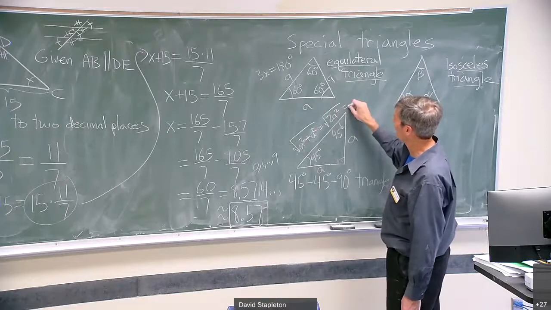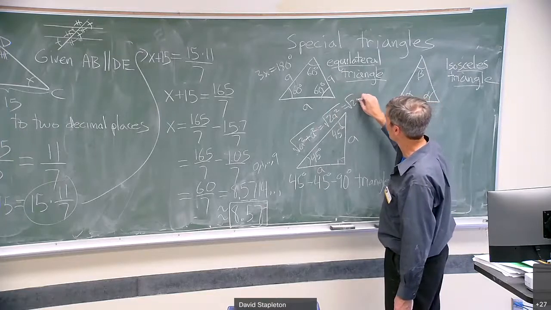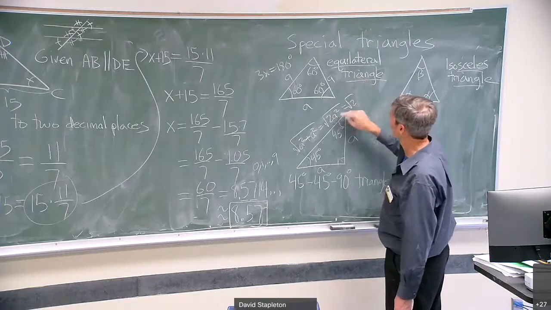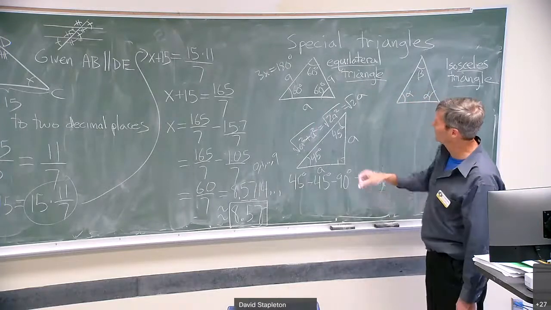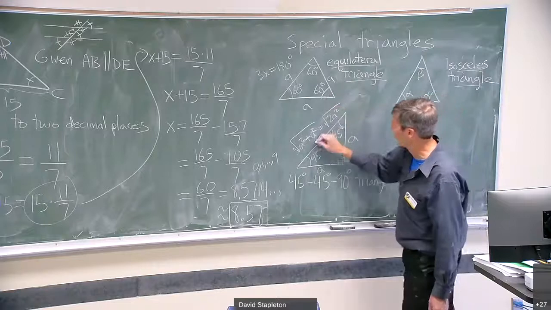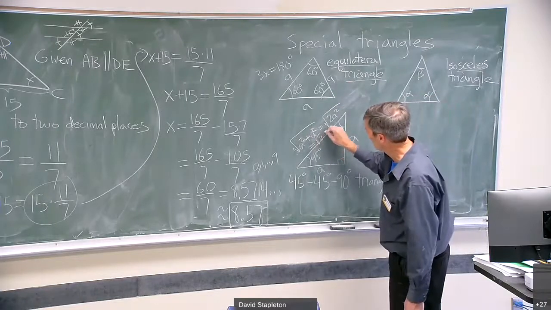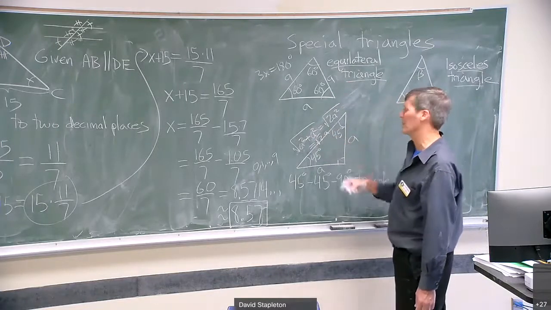Which is the square root of a squared plus a squared, which is 2a squared. The square root of the product is the product of the square roots for non-negative numbers. So the square root of 2 times the square root of a squared, which is a. Square root of 2 times a. There's this triangle. It has, let's write it this way, sides a, a, and square root 2 a.